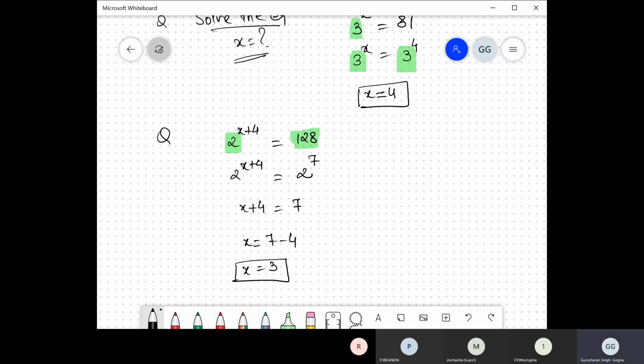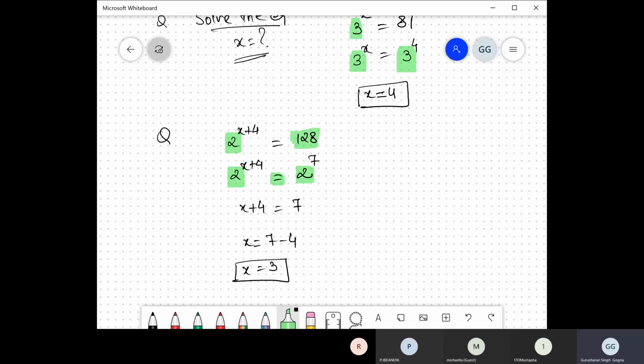Okay? X equals 3. What happened to the 2? Which 2? Yeah. So this 2 is the base, isn't it? So the logic behind that is that the base is the same, 2, 2 on both sides of the equation. So the power has to be equal. The base is already equal, 2, 2. So the power has to be equal in order to make this condition valid, isn't it?